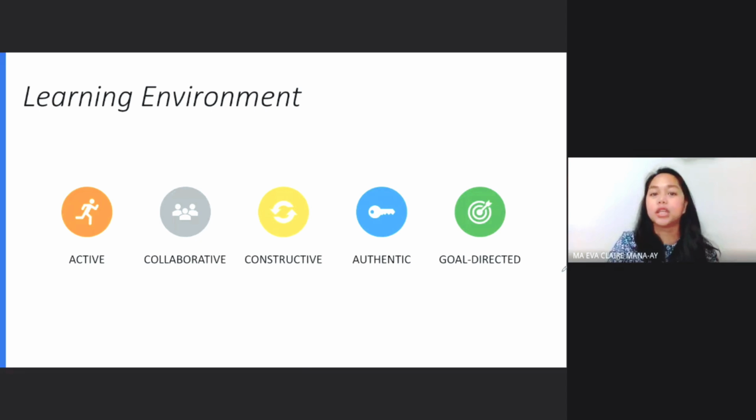Now we go to the different learning environment. Okay, in here, we are going to see the different types of classroom and the different types of activities that our students are going to do. The first one that we have here is active, followed by collaborative. Next, you have constructive, followed by authentic, and lastly, you have goal-directed. Let's take a look at each stage.